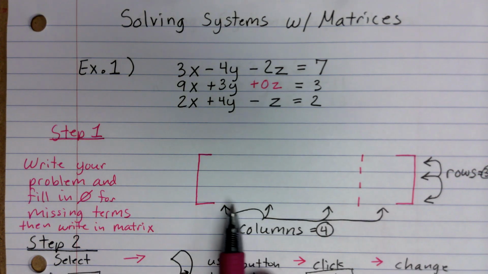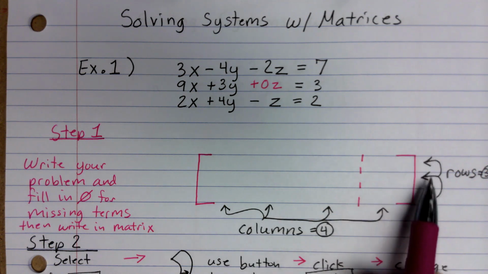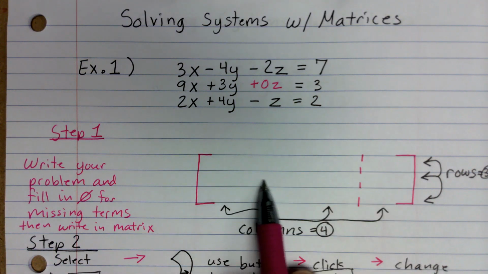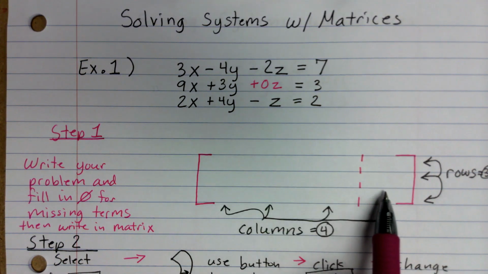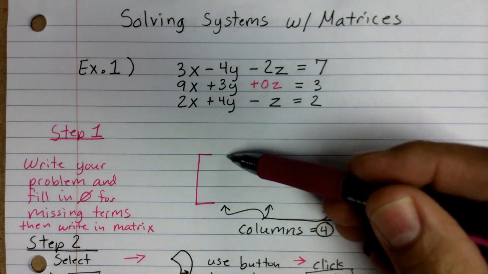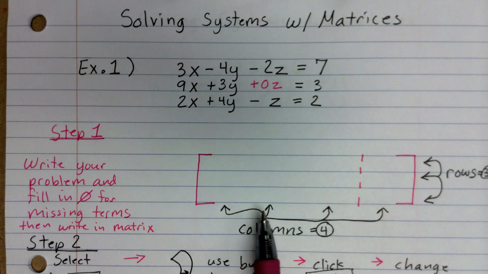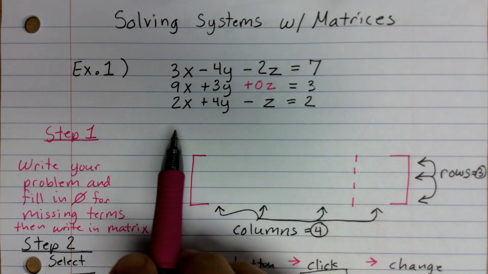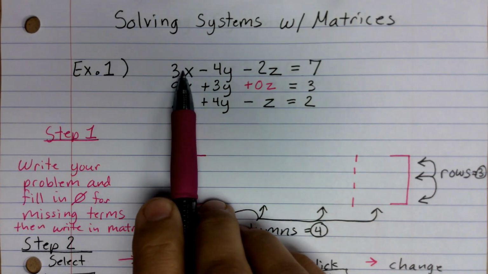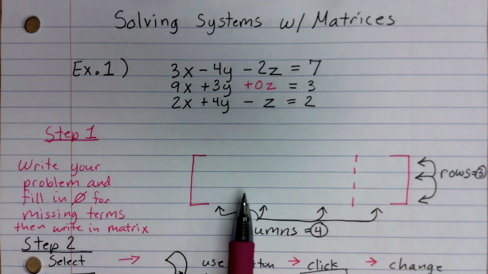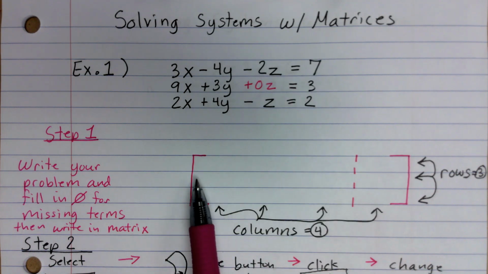Now I do want you to notice that in this particular matrix we have 4 columns and we have 3 rows. Your rows are these that go side to side. So there's row 1, row 2, and row 3. And then the columns are going to be 1, 2, 3, and 4. Now the reason that's important is because notice right here we have three terms on the left side of the equal sign and 1 term on the right. So we need 4 columns to make sure that we can put all those terms in the matrix.